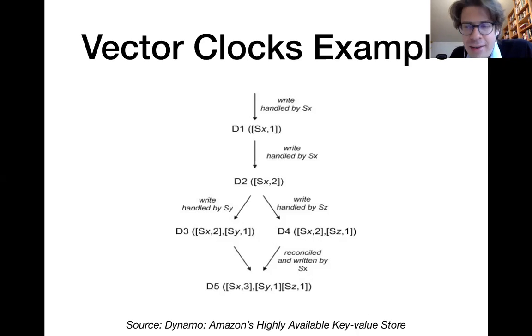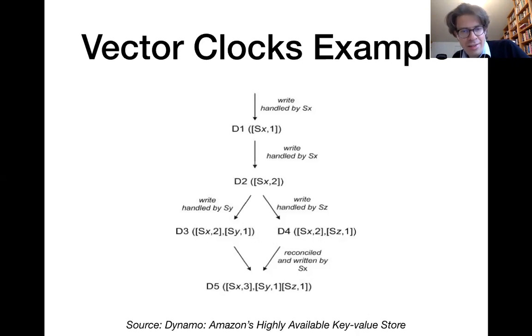Now let's say that the version D2 is updated in one way by server SY and in a different way by server SZ. So now we have 2 diverging versions, D3 and D4. And as you see here in the associated vector clocks, both of them have the counter SX set to 2. D3 has the counter SY set to 1, while D4 has the counter SZ set to 1. So the counters that are not shown are implicitly all set to 0.